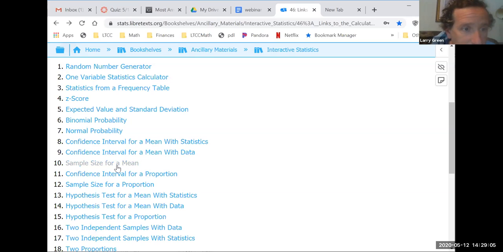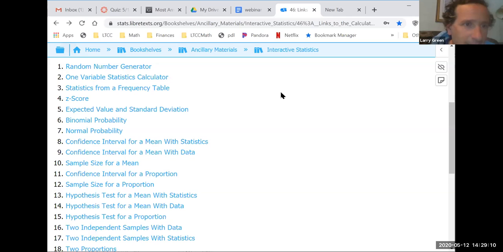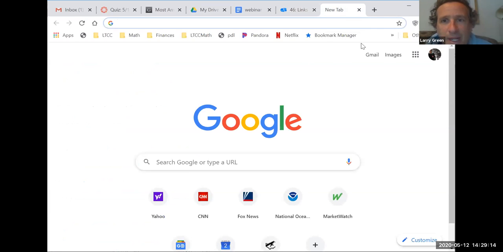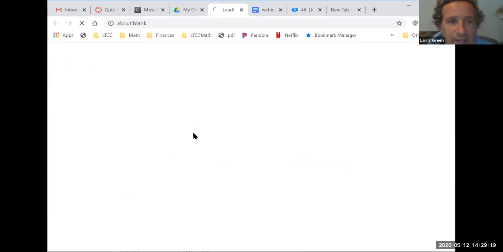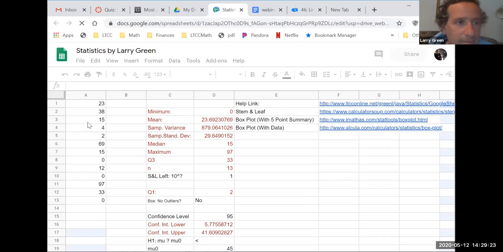Confidence interval for mean with data. No. I gotta check on that. You shouldn't have to put the sigma in. It might be the problem. But what I can do is I can go to this one. I know this one works because it's been tested by probably a million people already.